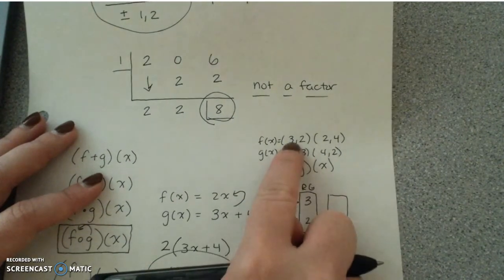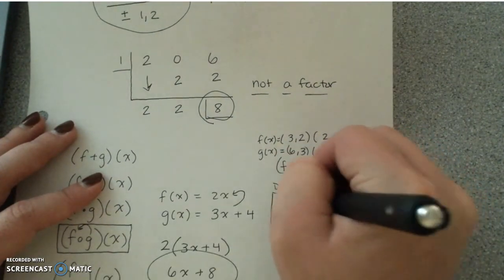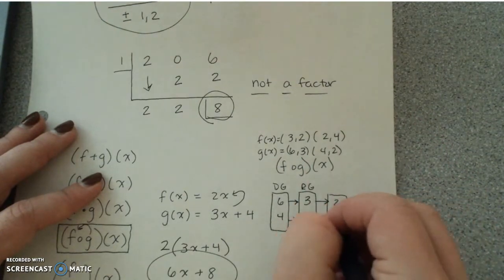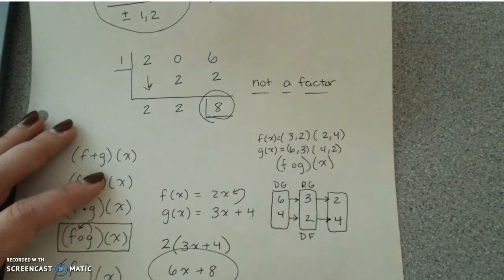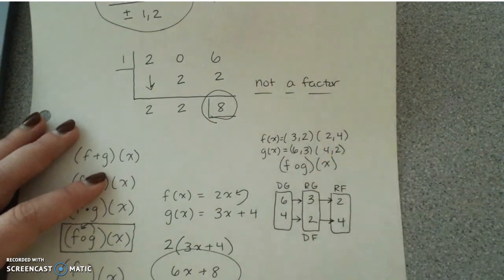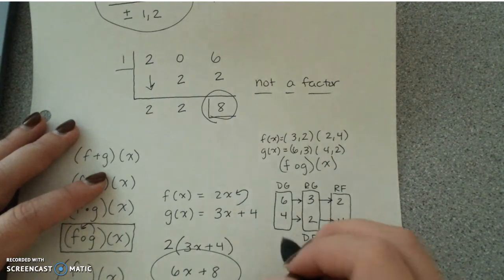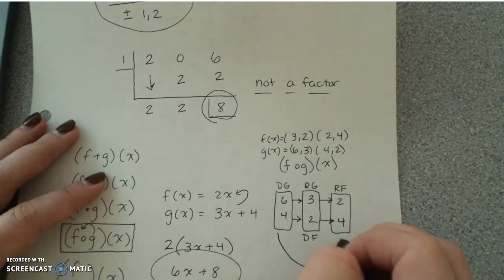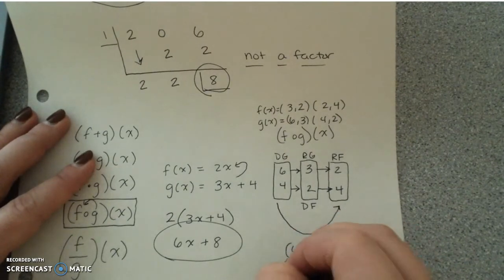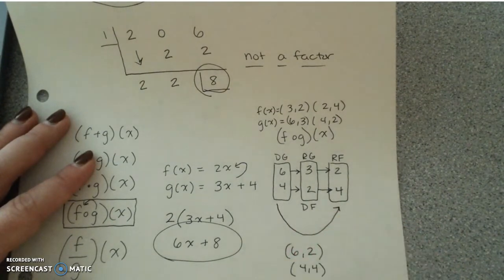So 3 pairs with 2 in my f, and 2 pairs with 4 in my f. And that's my range of f. And my final answer is going to be my first set with my second set. So (6, 2) and (4, 4) would be that composition.